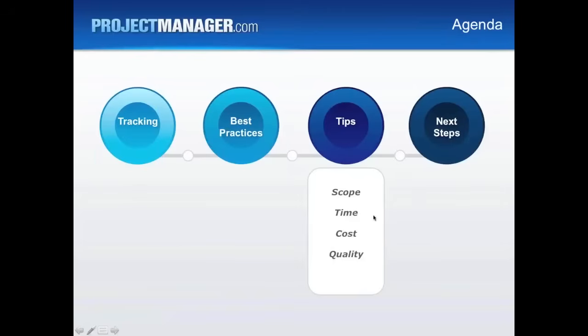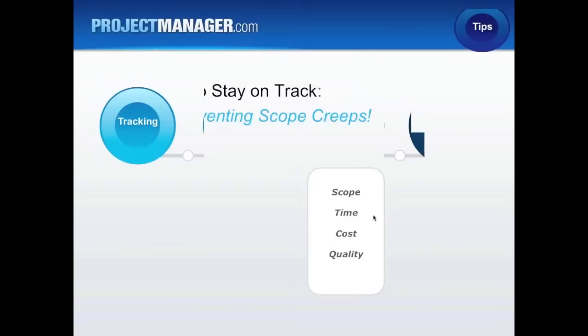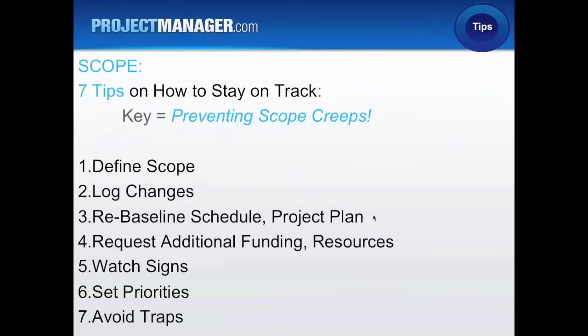But let's look at some tips, because now that we're asking questions about re-baselining, and we're talking about scope, time, cost, and quality, let's look at some tips that we find that impact the tracking process. I'm going to go through these quickly. Regarding scope, we feel like there are 7 tips on how to stay on track.